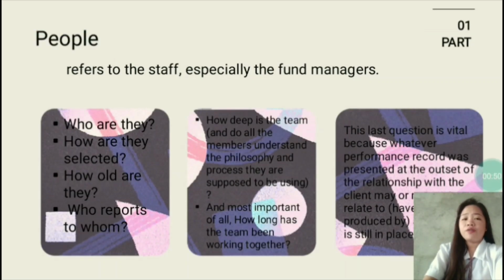The last P is people. People refers to the staff, especially the fund managers. Some sample questions are: who are they, how are they selected, how old are they, who reports to whom, how deep is the team, do all the members understand the philosophy and process they are supposed to be using, and most important of all, how long has the team been working together? This last question is vital because whatever performance record was presented at the outset of the relationship with the client may or may not have been produced by a team that is still in place.